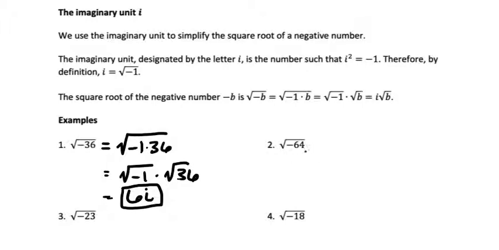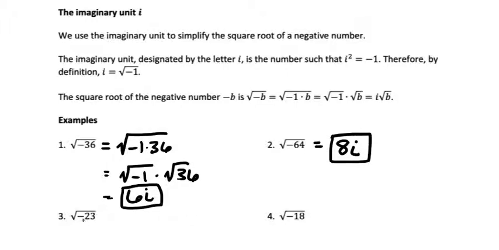Same thing for number 2. 64 is a perfect square. Square root of 64 is 8. So I would write 8, and then I would have i to represent that negative sign under the square root. So the answer to this one would be 8i.